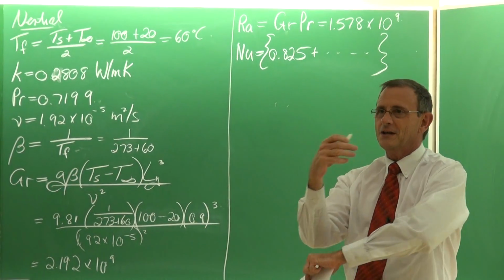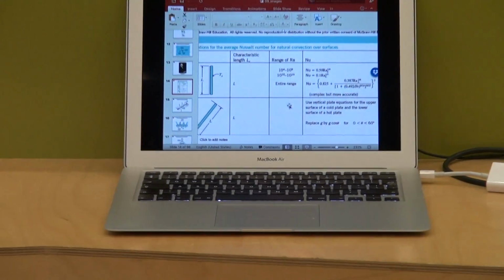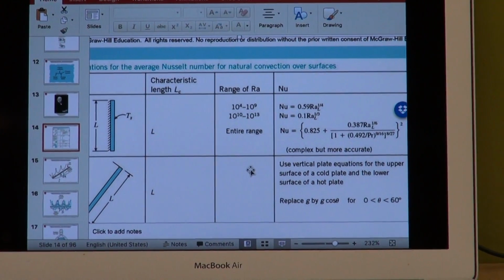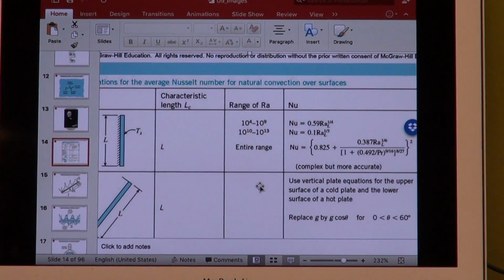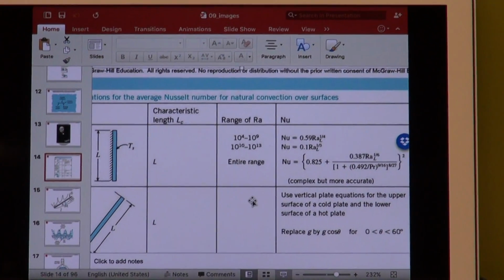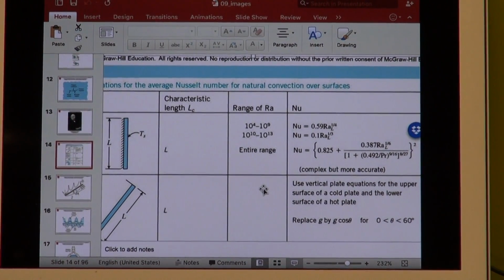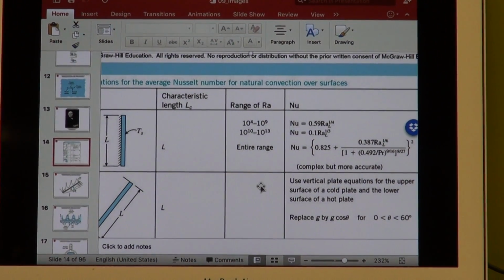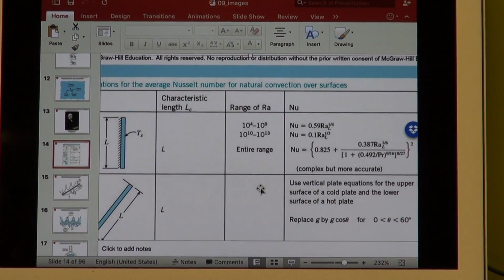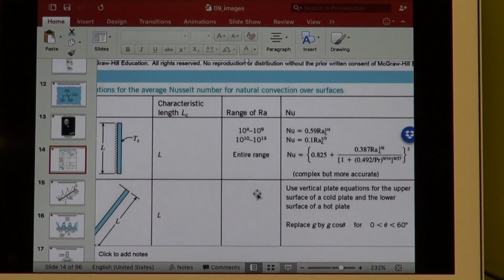I'm not even going to write it down. Okay, you can see it there in the overhead. Tamron, if you can just go there quickly again. So it is equal to 0.825 plus 0.387 Rayleigh based on the length to the 1/6, divided by 1 plus 0.492 divided by the Prandtl to the 9/16, to the power of 8/27, and everything to the power of 2. You see the long equation? Okay. And everything is known. Nothing unknown in the equation.